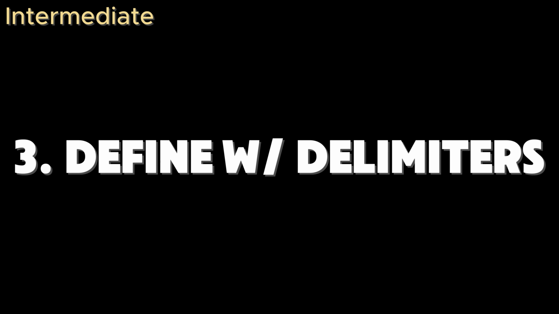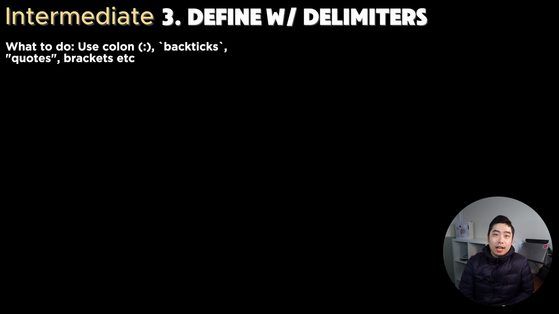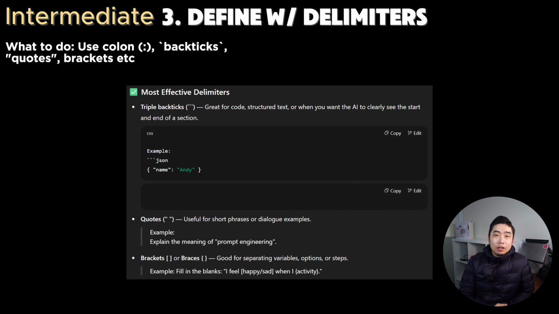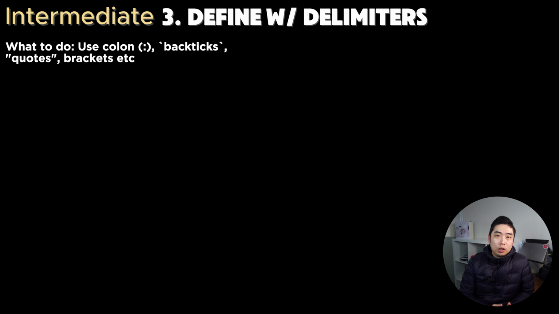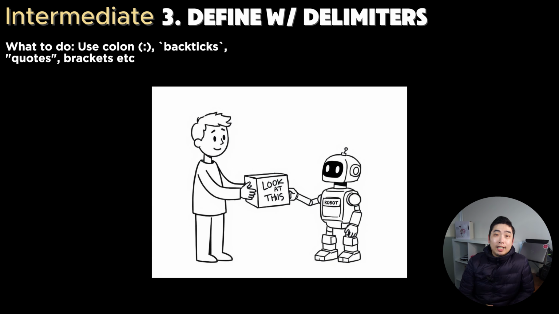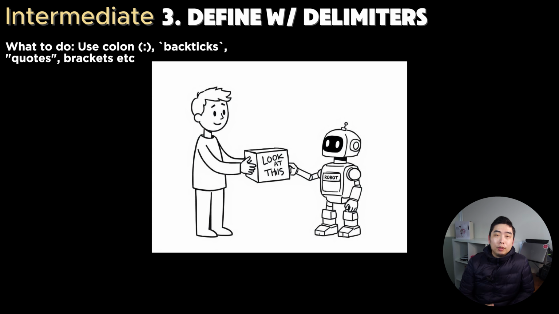Number 3 is clearly defining what you want the AI to look at. To do this, you'll be using delimiters to make sure that the next part that you're about to give to the AI, they can recognize as what you want them to review. It's like putting your things into a box and then labeling it before you give to someone so that they can easily take it from you.